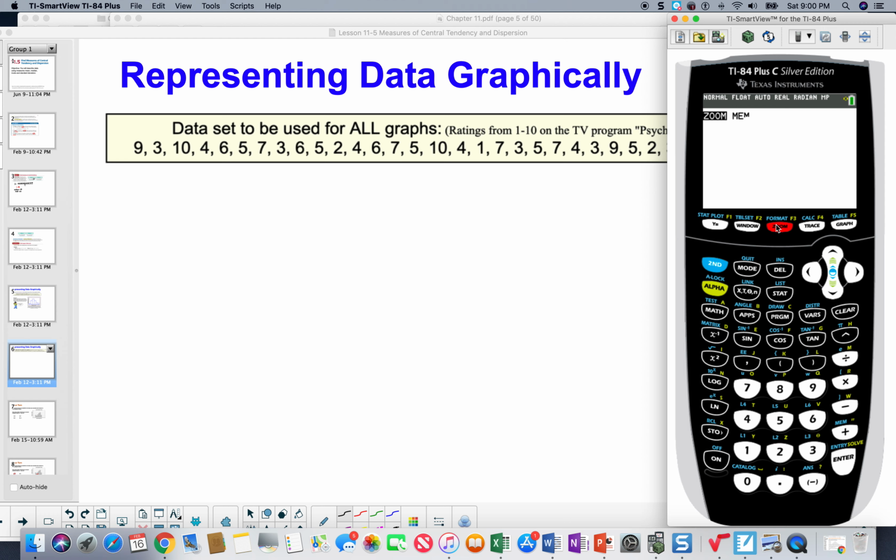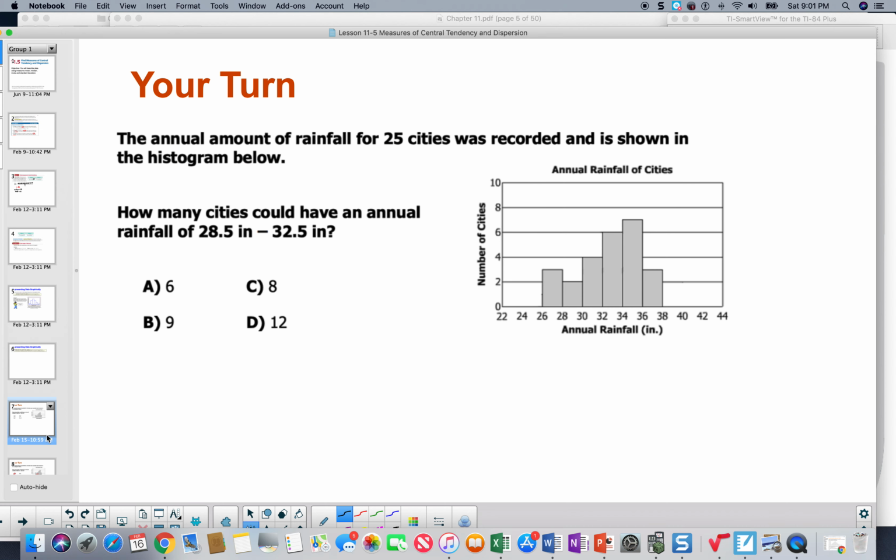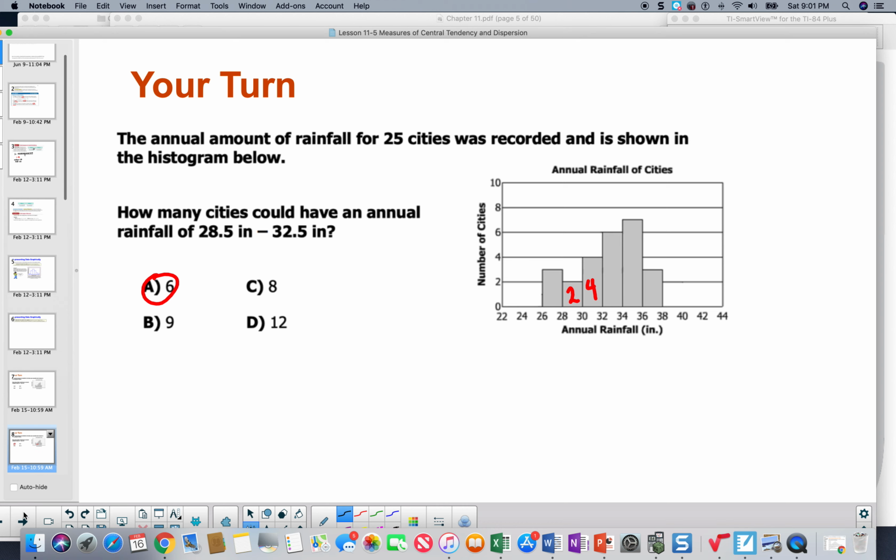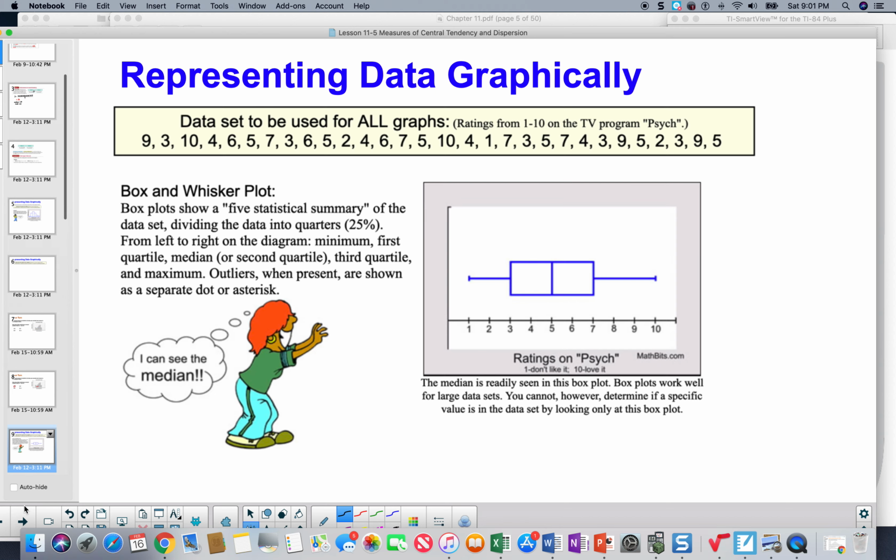Now go to Zoom, and you're going to use Zoom Stat. So I'm just going to press 9. And here is the histogram right here. So we can see how the data is spread out. Okay, your turn. And here's the answer. Another way to represent data graphically is what we call a box and whisker plot.